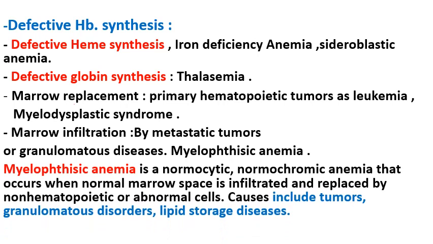What is myelophthisic anemia? It is the anemia which is characterized by normocytic normochromic picture that occurs when normal bone marrow is infiltrated and replaced by non-hematopoietic or abnormal cell. Might be due to tumor, tuberculosis, or any other granulomatous disorder, or might be due to lipid storage disease.